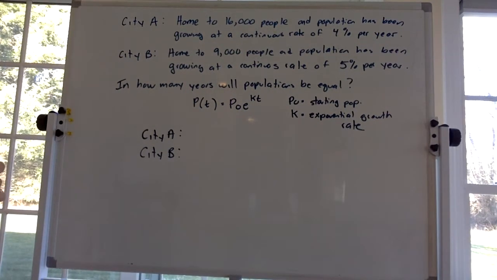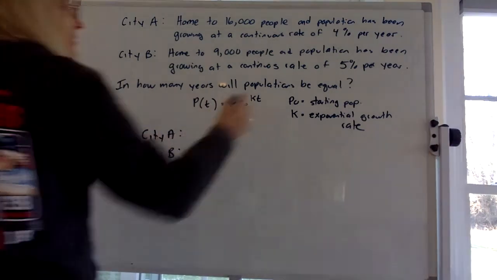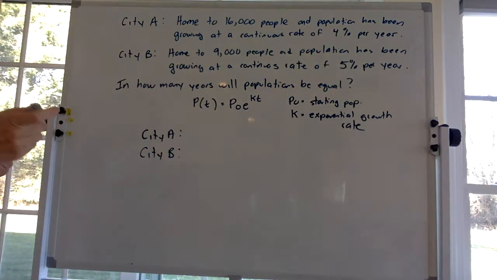Hi everybody. In this problem, they're telling us about two cities, City A and City B. City A is home to 16,000 people, and the population has been growing at a continuous rate of 4% per year. City B has right now 9,000 people, and the population has been growing at a little bit higher rate of 5% per year. They want to know in how many years will the populations be equal? Will A and B have the same population?